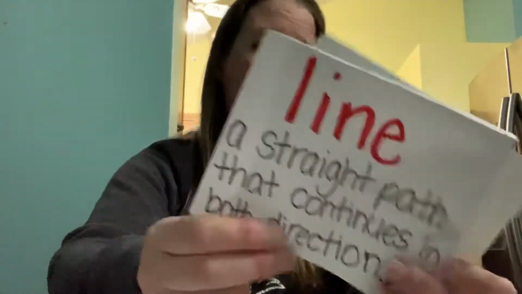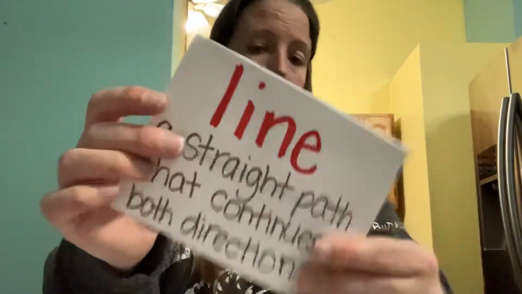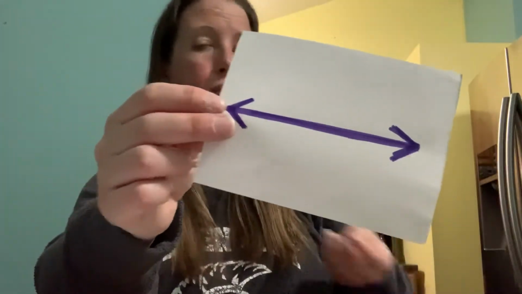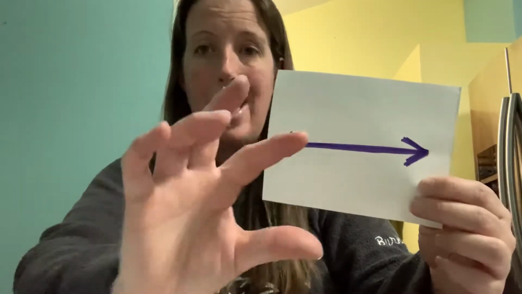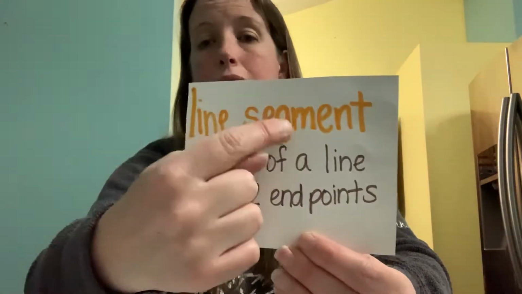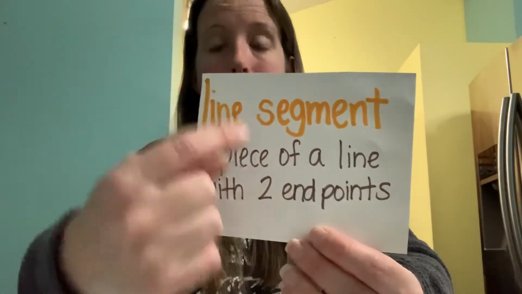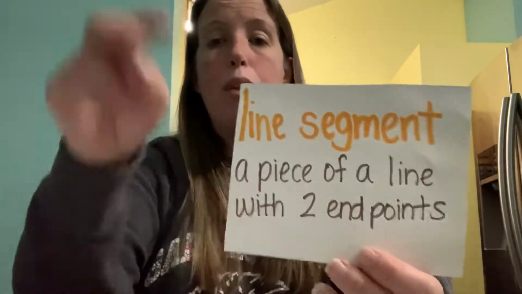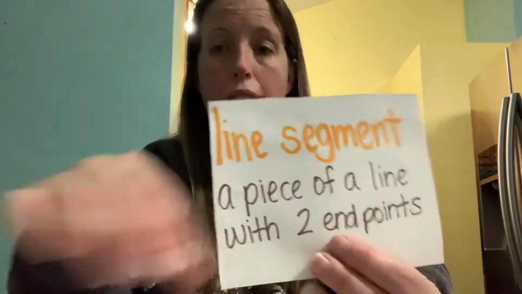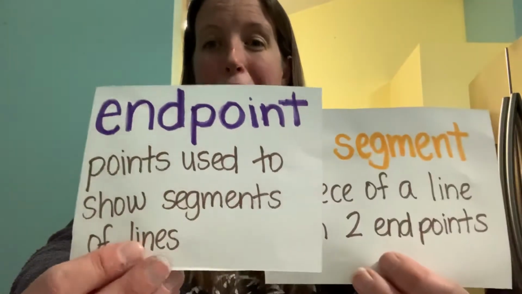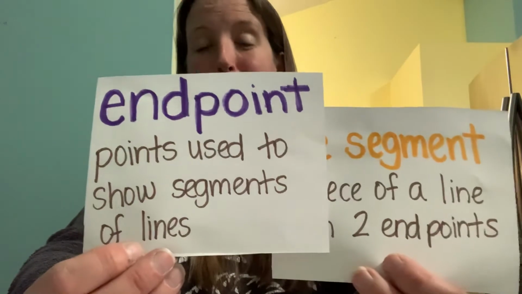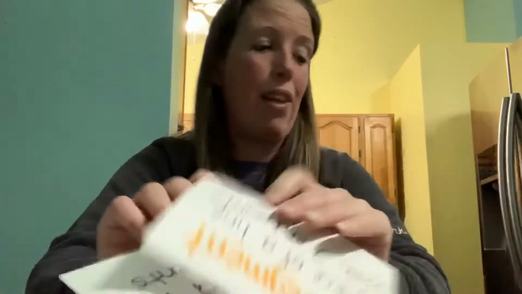The next word I want to teach you about is when you take this line and you just want a little piece of it. You don't want it to go on and on, you just want to take a piece of that line off. We are going to call that a line segment. A segment is a piece. So a line segment is a piece of a line. And that's a piece of line with two endpoints. And what's an endpoint? It's a point used to show a segment of a line. So we'll go through both of these together right now.